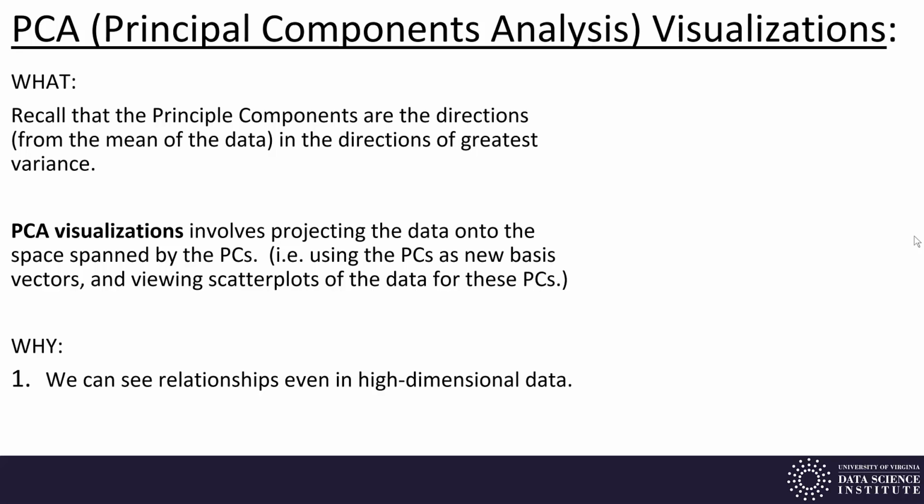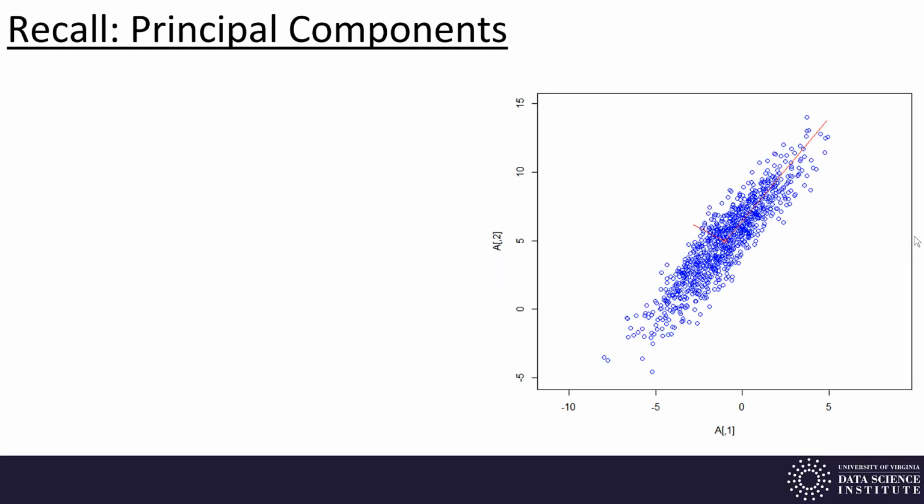Why would we do this? There's two things you can use this for. For just doing the visualization, this allows us to see relationships even in high-dimensional data. But also, principal components analysis is used as a data preparation method to reduce the dimension, reduce the number of variables, so your models can focus on the important structures in the variance as opposed to the noise and superfluous feature variables. So let's walk through principal components, remind ourselves how they're defined.